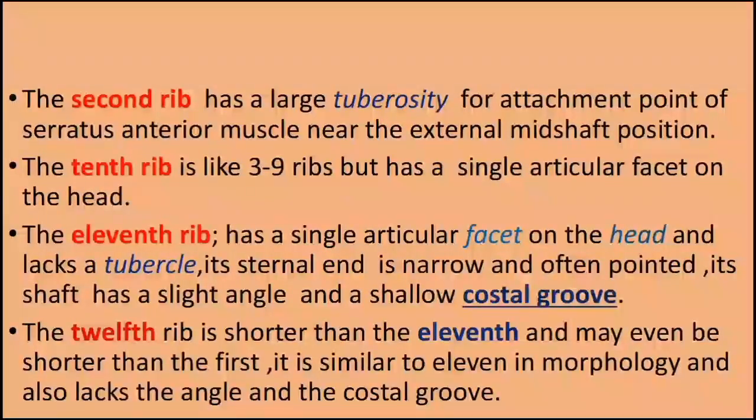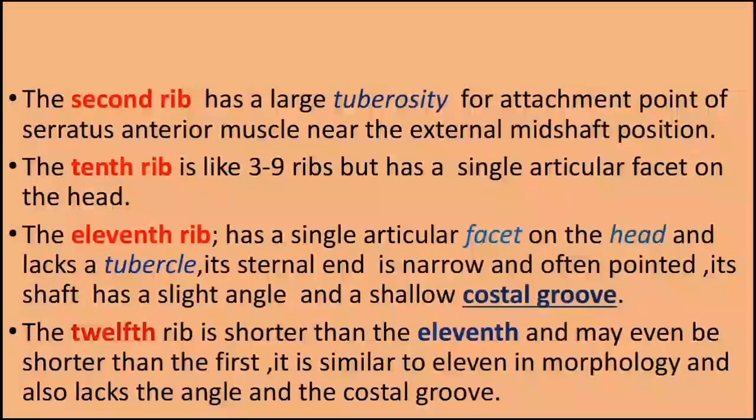The 10th rib is like ribs 3 through 9, but has a single articular facet on the head. Then the 11th rib has a single articular facet on the head and lacks a tubercle. Its sternal end is narrow and often pointed. Its shaft has a slight angle and a shallow costal groove. These are the unique features within some ribs found along the thoracic cage.